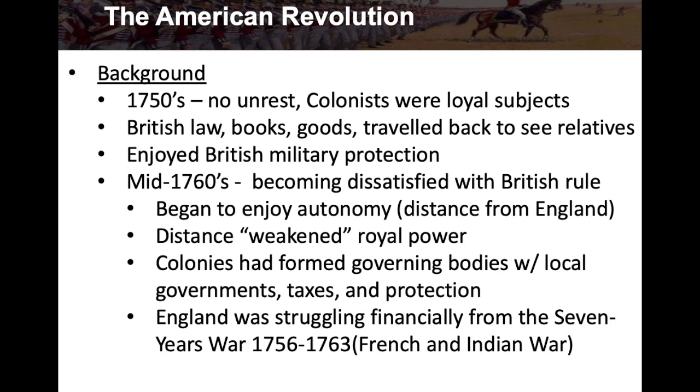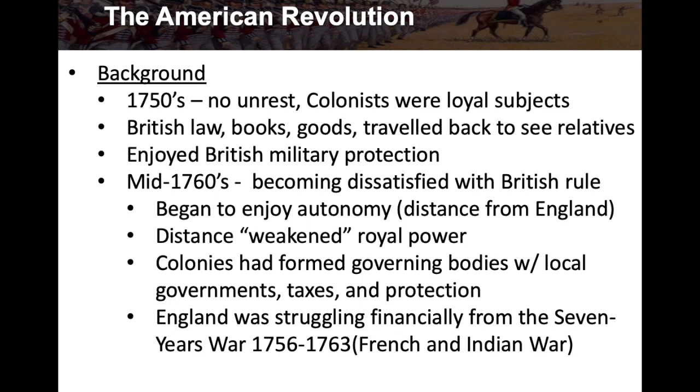But what happened was some things began to change. In the mid-1760s, the colonists were becoming dissatisfied with British rule. They began to start to enjoy their own autonomy. And the reason I say that like that is because even though they were a colony of England, they were a good distance from England. It took a long time to travel across the ocean in that day. And so, yes, you had governors and people in charge of the colonies, but it was still just so distant that they began to enjoy kind of like just governing themselves. They began to feel autonomous.